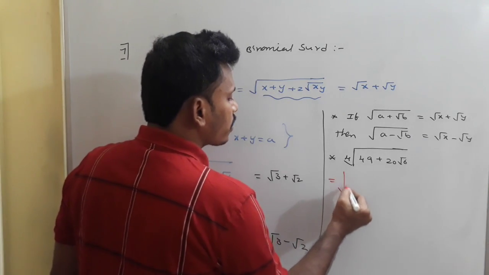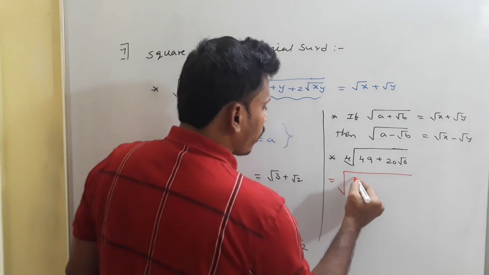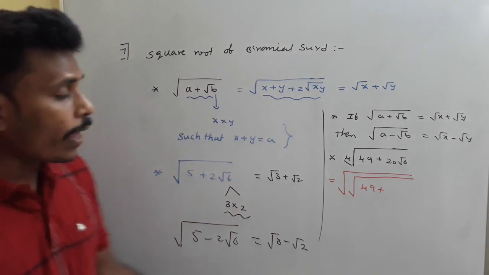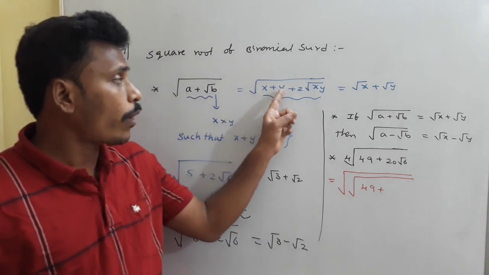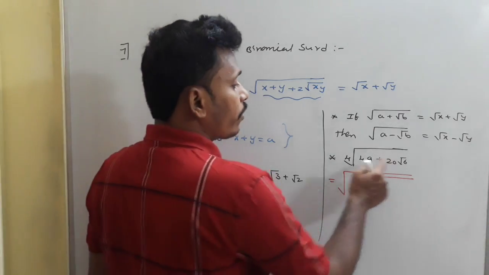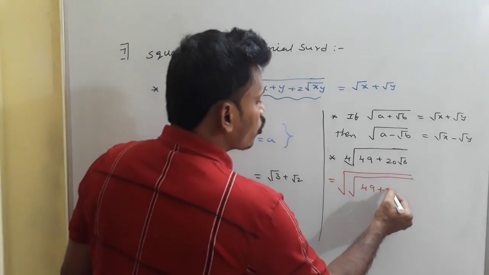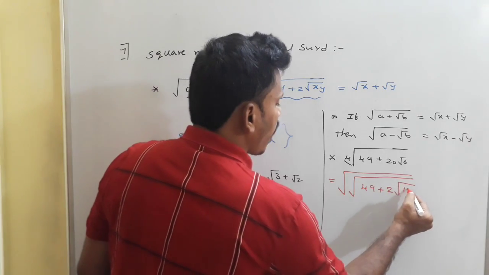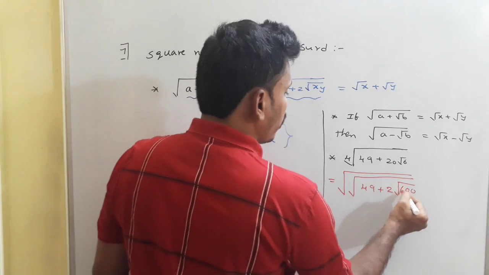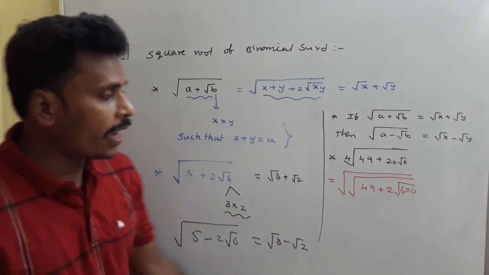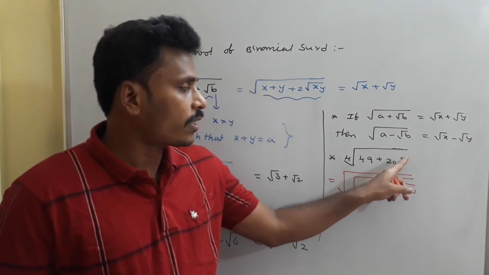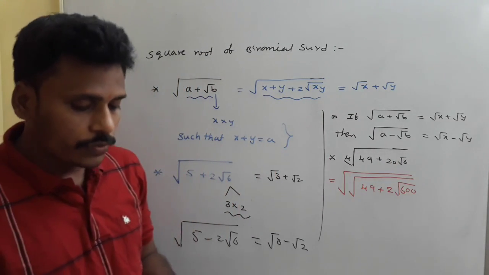So I will write it like this: square root of 49 plus, I need to express it as x plus y plus 2 root xy. I need 2 before that irrational third part, but I have 20 here. 20 can be written as 2 into 10, so this is 2 root 100, no, 100 into 6, so 600. I need 2 outside and the remaining part inside of the root. So 10 will become 100, and 100 into 6 is 600.